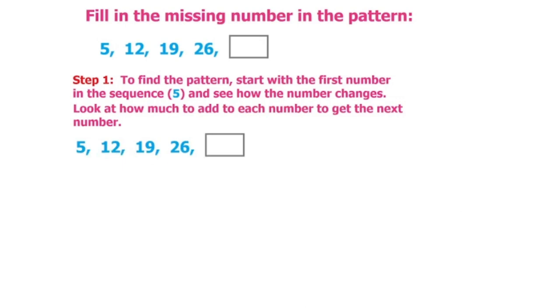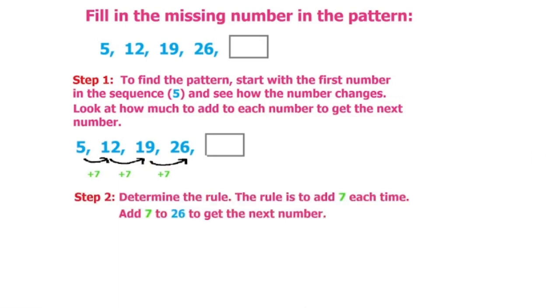And then we can look at the other ones, and it's the same thing. From 12 to 19, you add 7. From 19 to 26, you add 7. So it's add 7 each time. So now, step 2, determine the rule. The rule is to add 7 each time.